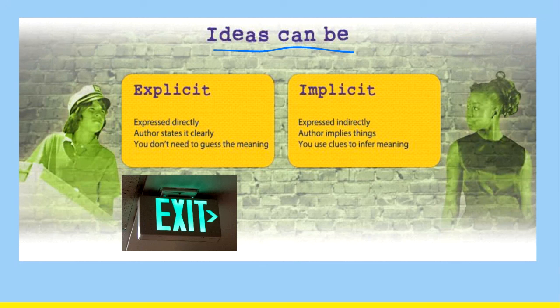And then opposite of that is implicit. Implicit ideas are expressed indirectly. The author implies things. You have to use clues to infer the meaning and read into the material and really analyze it more and infer to get the implicit idea. So that's a brief overview of the differences between explicit and implicit ideas, but make sure you read through the lesson so you really understand those because you'll be taking a quiz to apply that information.